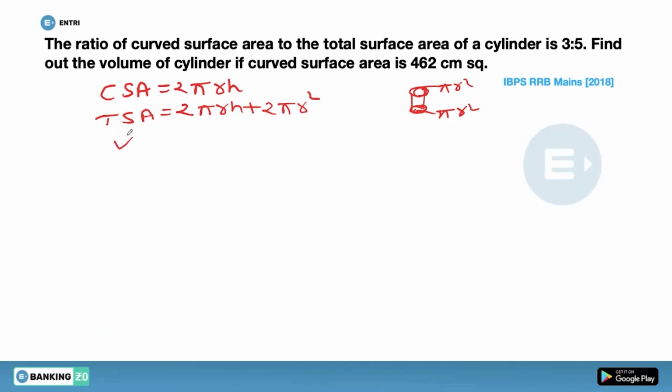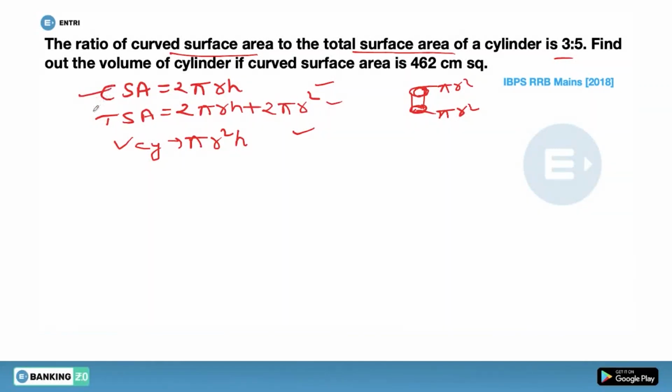We are given its volume, and the volume of the cylinder is what? It's pi r square h. I have written all the three important things. Now I am going to solve it out. I was told that the ratio of curved surface area to the total surface area of the cylinder is 3:5 ratio. So let's try to solve it.